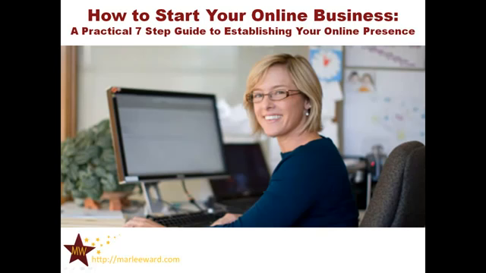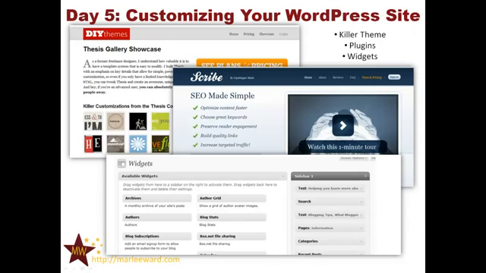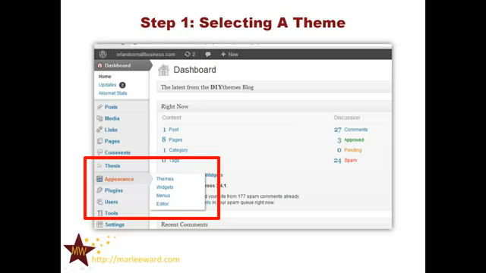So at this point, you've installed WordPress and now it's time to create a site that is uniquely yours. To do this, all you need is a killer WordPress theme, some plugins, some widgets, and you will be well on your way. So to begin, you're going to go ahead and log into your dashboard, and this is a kind of zoomed in and cropped picture of a dashboard in WordPress.